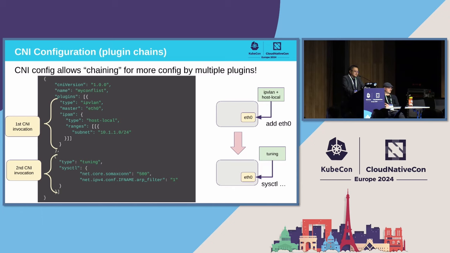libcni executes the first CNI, IPVLAN, first. The IPVLAN plugin creates the interface, and an IP address is assigned. After that, the second CNI is executed with this information, the previously created interface, in this case eth0. So the IPVLAN host-local plugin is executed first and creates eth0 in the pod. Then tuning does some additional configuration on eth0, where sysctl is executed for this interface to change several attributes, such as the socket option maxconn plus ARP filter.